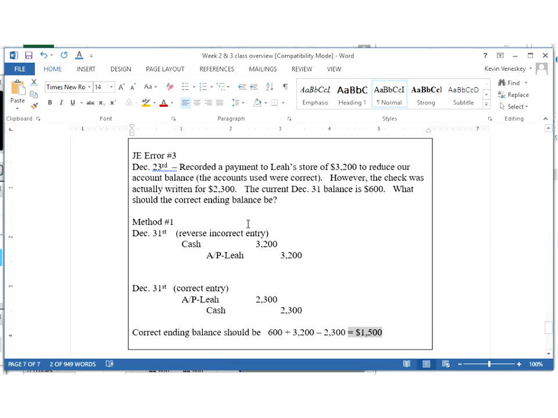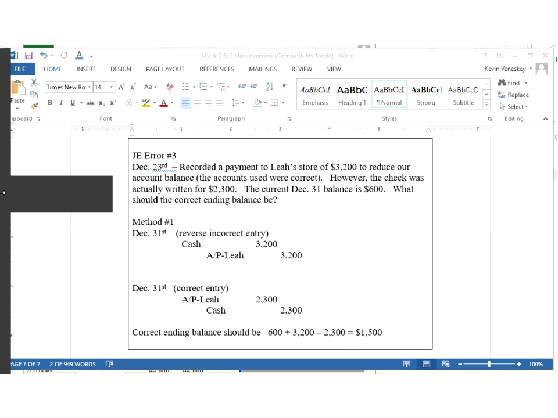Okay, in my next video, we're going to actually do some practice with combining adjusting entries and these correcting entries, and that will be the Julie's example numbers 8 and 9. So that would be the next video you will want to watch. I will see you at that point.